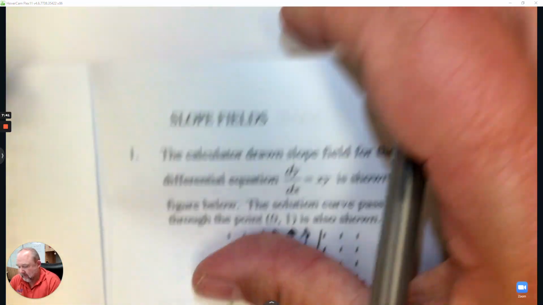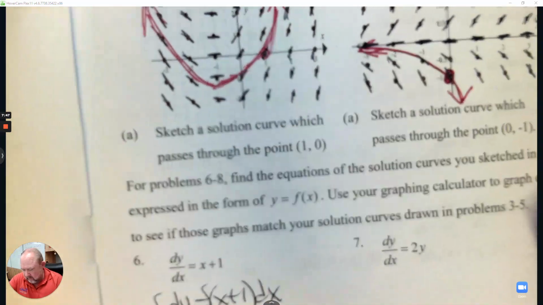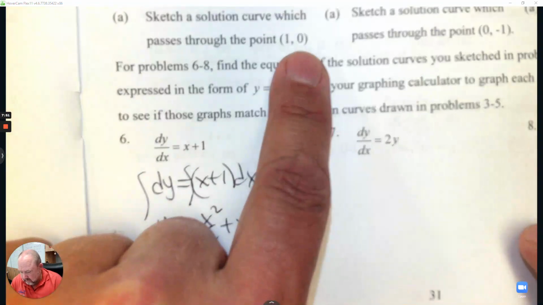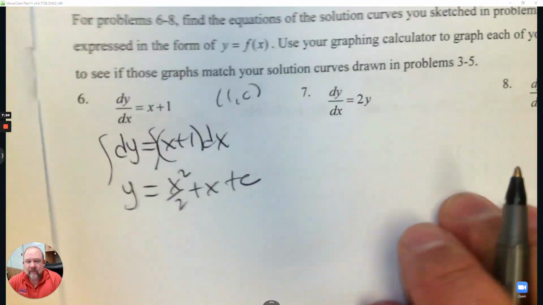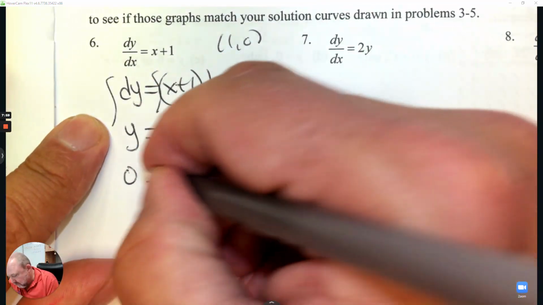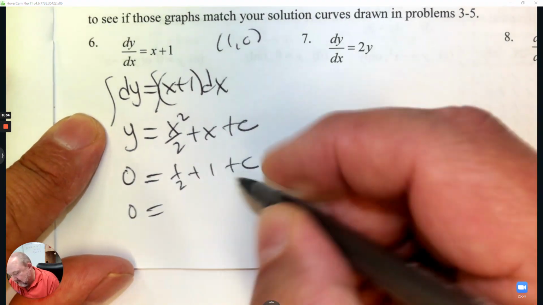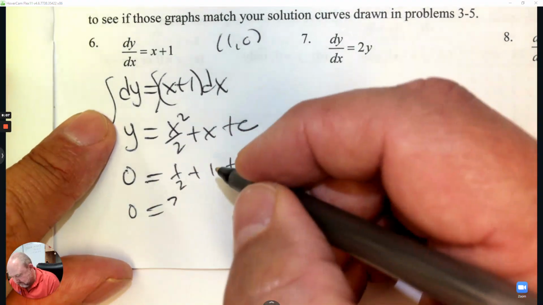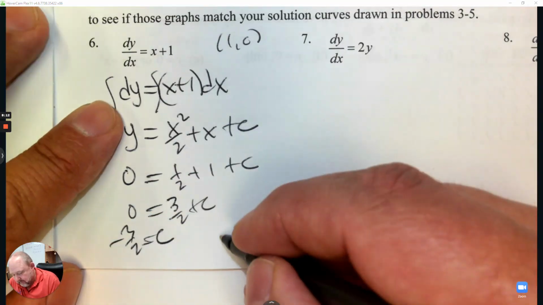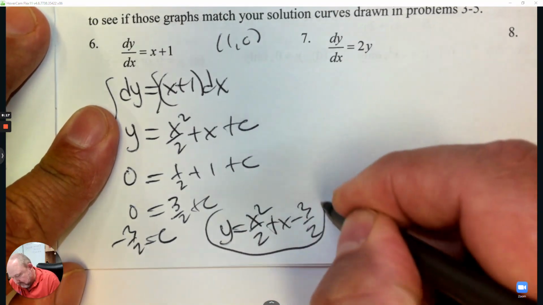And then we're going to plug in the point. What point did we use for this one? For x plus 1, we used the point 1, 0. So at this step, you're going to plug in 1 for x and 0 for y. So that ends up with 1/2 and 1. So c is 1.5 or 3 over 2. Oh, you're going to subtract it, right? So if I put it together, it's y equals x squared over 2 plus x minus 3 over 2.